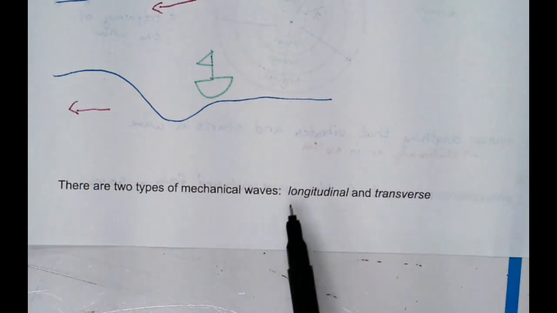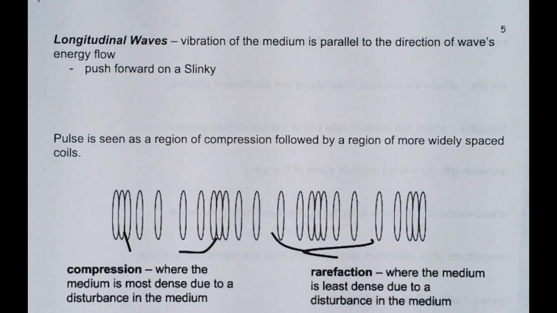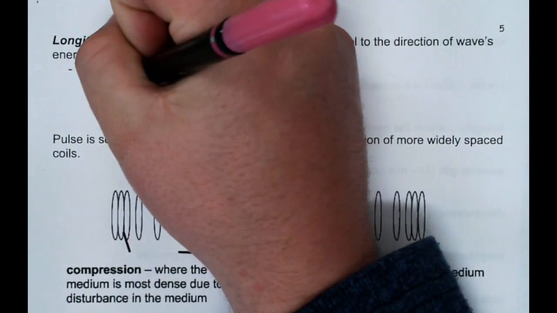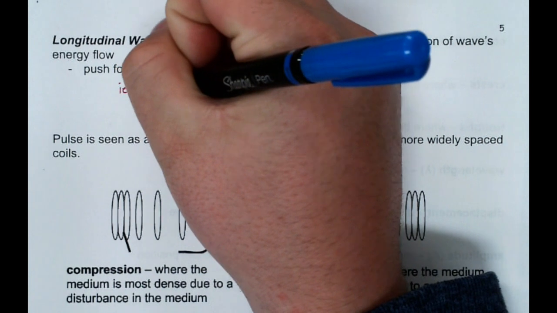So there are two types of mechanical waves that we need to worry about: longitudinal and transverse. The first type of mechanical wave that we're going to look at is actually a little trickier, I think, than the second type, but we're going to look at longitudinal waves. A longitudinal wave is a vibration of the medium parallel to the direction of the wave's energy flow. It's like you push forward on a slinky. Alright, this is also how sound moves. This is similar to sound waves.